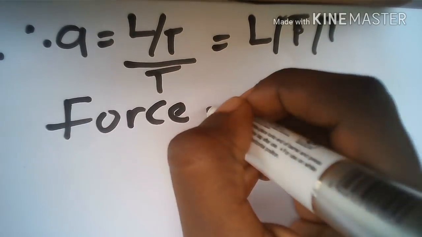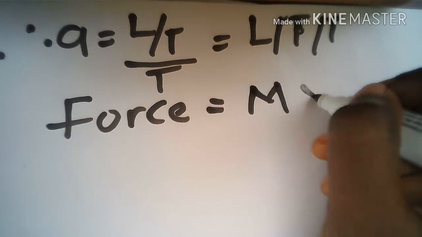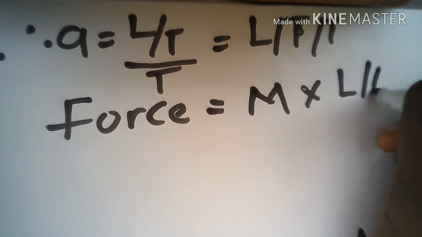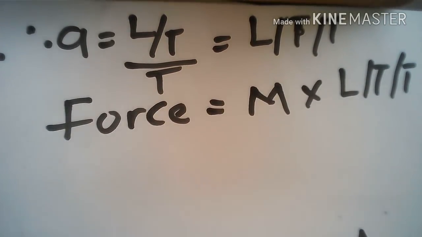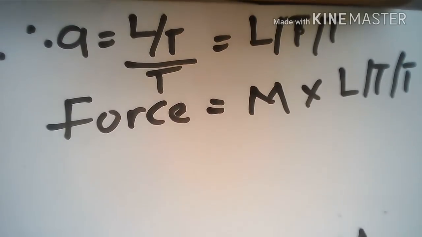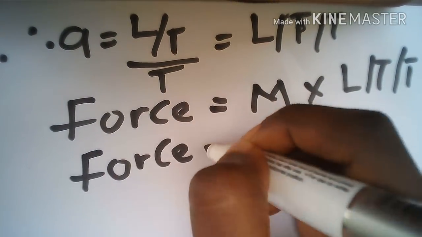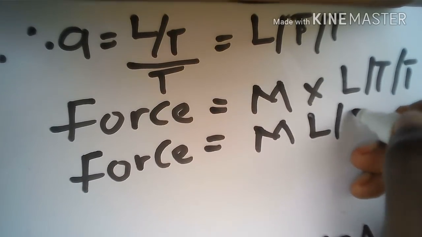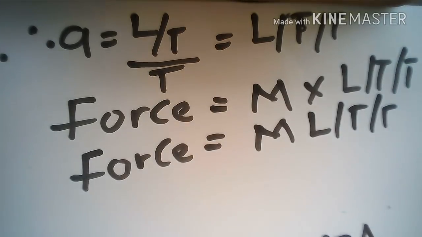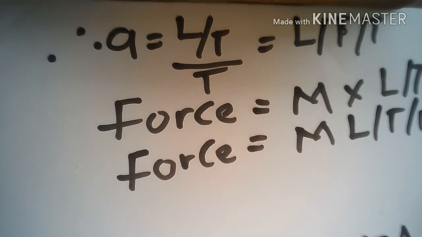Now we can find force, which is mass times acceleration. So I've gotten the dimension for acceleration. I'm going to input it there and add it together to form the dimension of force. I'm going to add everything together to give us the dimension of force over time. Great. Moving on.